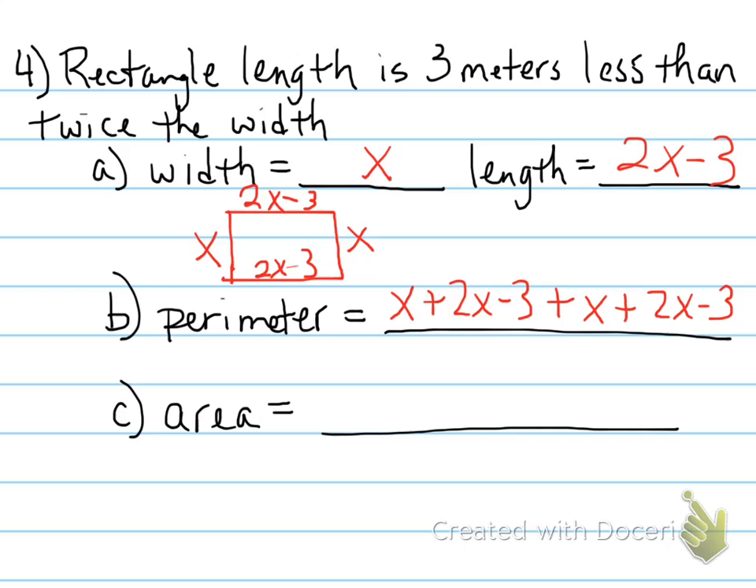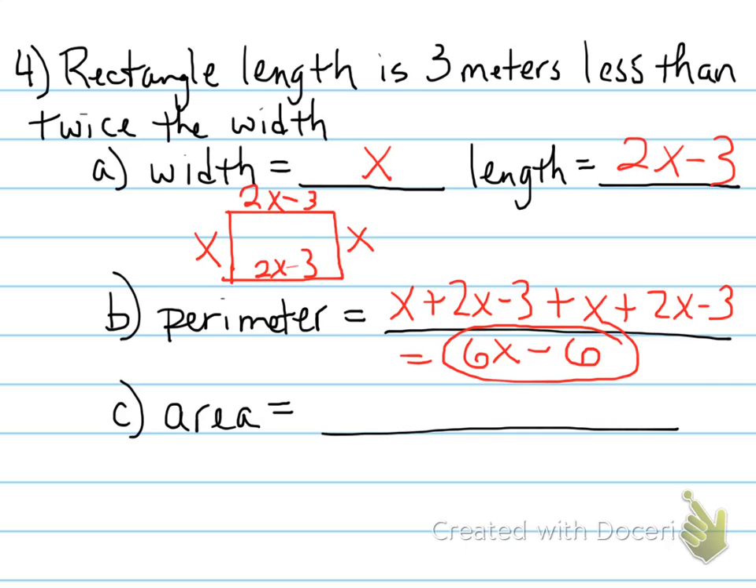Now, of course, I can simplify this expression, combine all my like terms. 1x plus 2x is 3x. There's 4x, 6x. Minus 3 and a minus 3 would be a subtraction of 6. So there's the simplified form of my perimeter.